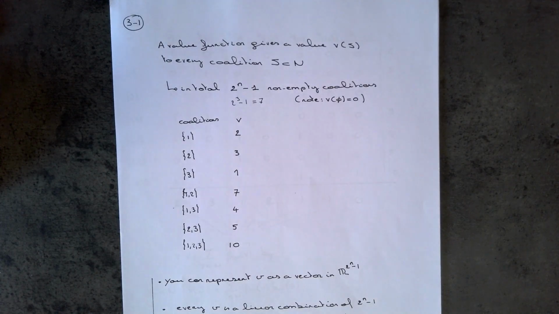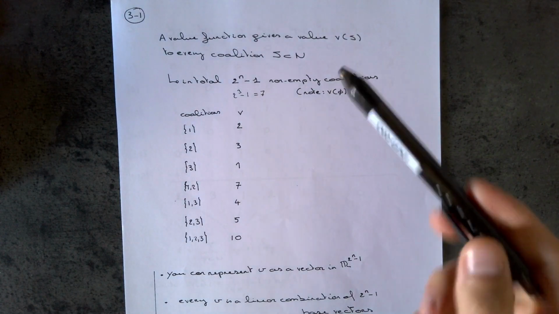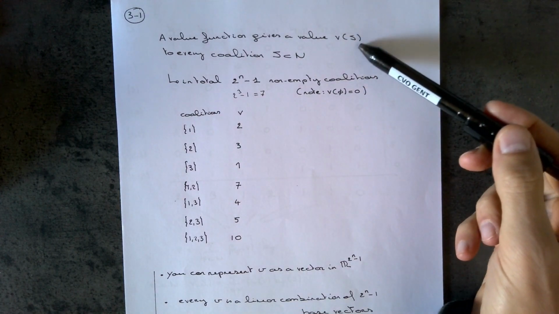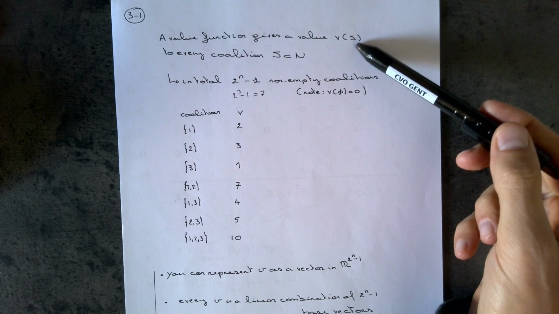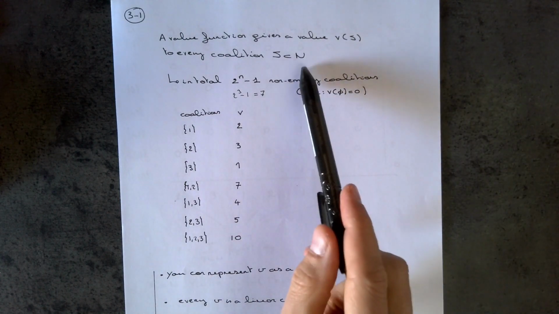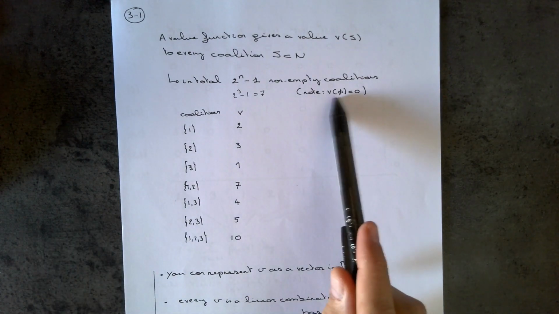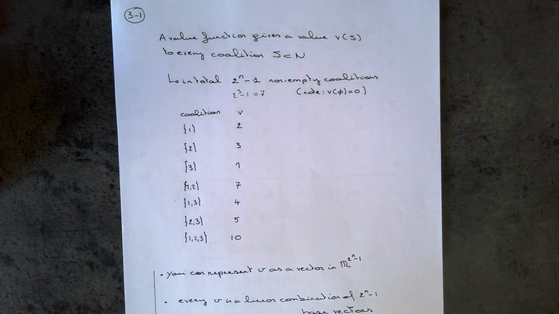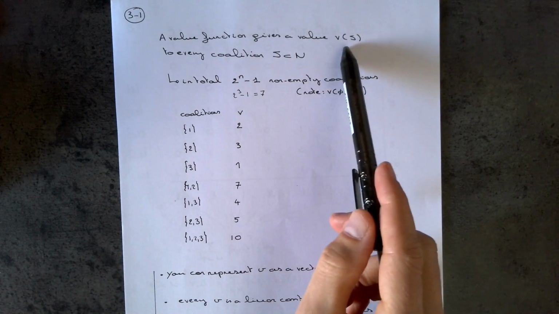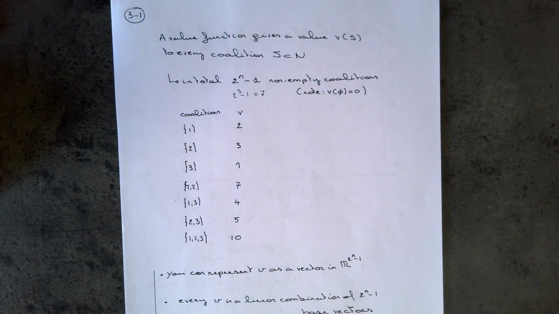Let's start by recalling that a value function v simply gives to every non-empty coalition S a real number v(S). In total, for a big coalition of size n, there are 2 to the power n minus 1 non-empty coalitions. Recall that the empty set value is equal to 0, but all the other coalitions have some value specified.